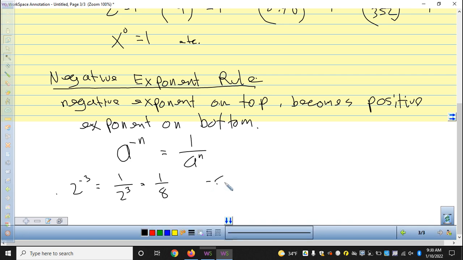Negative 5 to the negative 2 is 1 over negative 5 squared. I turn this into a fraction with a positive exponent on the bottom. And this is the same as 1/25. Negative 5 times negative 5 is 25.